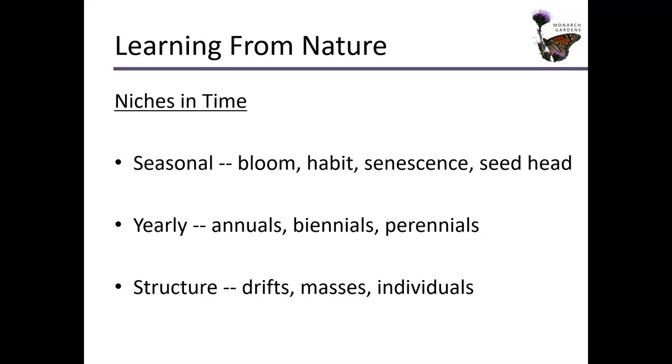With niches in time, we also have to think just taking one growing season, right? Some plants are annuals, some are biennials, some are perennials. So in the first half of the summer, in spring and summer, your annuals are putting on their show, they're taking over, then they start to die back and biennials will start to grow. And then over by the end of the season and the next season, most of our herbaceous perennials will start to establish and really put up their foliage and flowers.